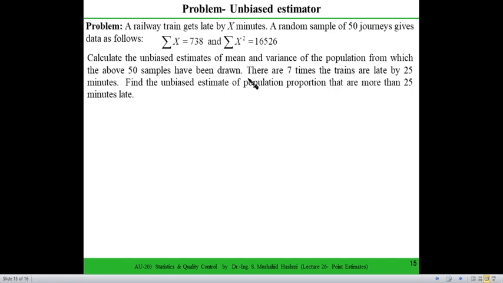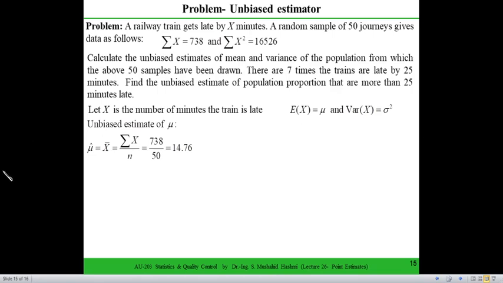So first, dealing with the first part, let X be the number of minutes the train is late, and we calculate the expected value. We know that the expected value of X, which is a point estimator, is actually the same as the true mean. So variance is sigma square, let's say.